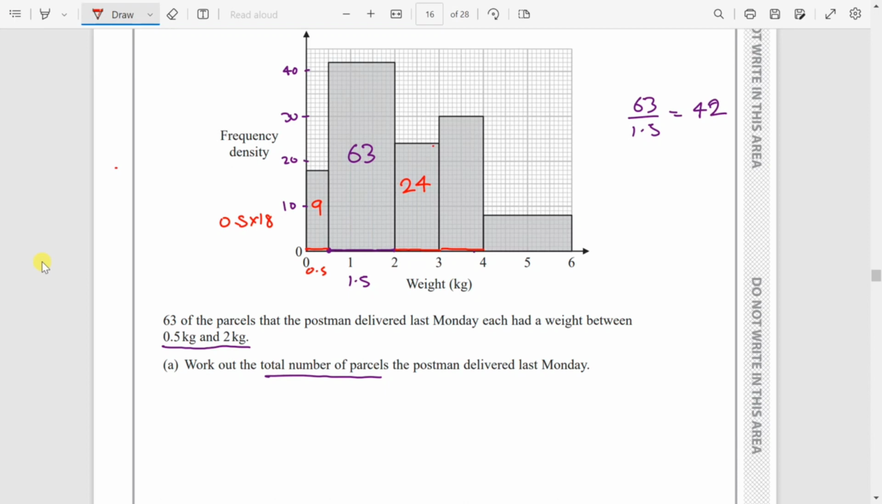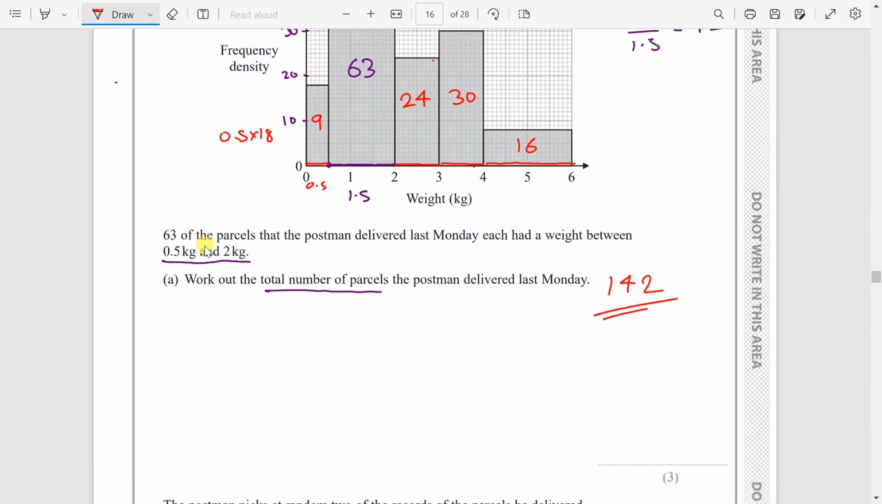Again, difference of 1. 1 times 30 is 30. They made it nice and easy. And the difference here is 2. 4 to 6 is 2. 2 times the height of 8. 2 times 8 is 16. And that's it, guys. We have all the values we need. Now, all you want to do is add up every single one, yeah? So 9 plus 63 plus 24 plus 30 plus 16. And I got 142. So let's see if you guys got the same, yeah? 142. Alright, pretty good.